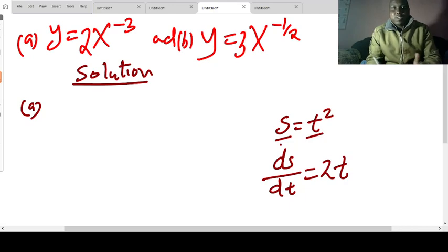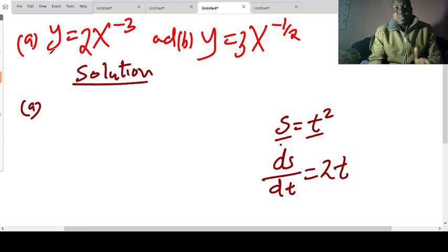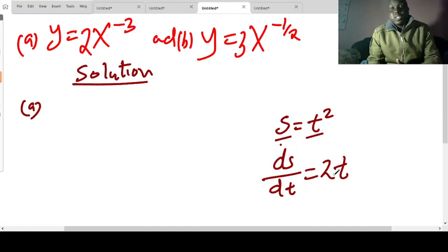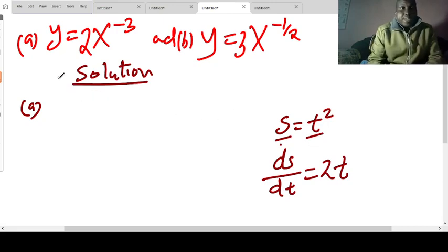So dy over dx is because we have been given the first variable is y, the second variable is x. So we differentiate, that is dy over dx. If you are given like this, the first variable is s, the second variable is t, so we say ds over dt, which is this. Thank you, very important. So we come here, we go back to our a.